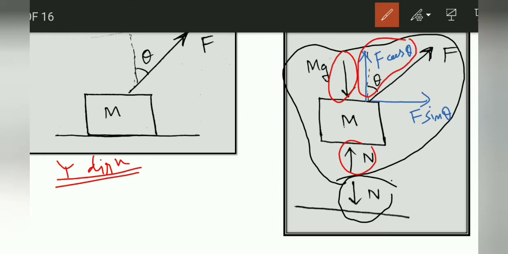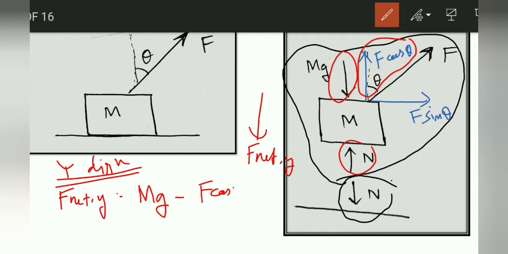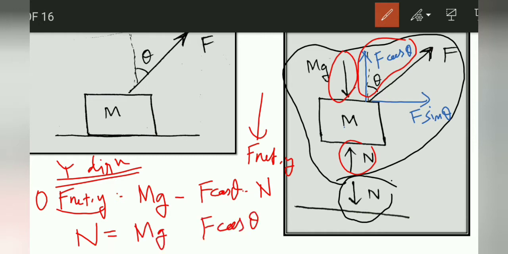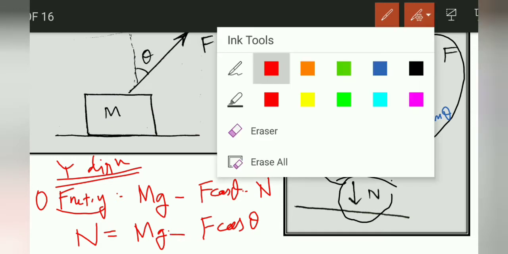Now let's write the forces. Let's assume downward as positive. This is the F net in the y direction, F net comma y. That is mg minus F cos theta minus N. This F net y will be 0 if it is in equilibrium. Now, suppose F net is 0, I am taking this part as 0, so I can write the normal reaction as mg minus F cos theta. This is mg minus F cos theta, this normal reaction.